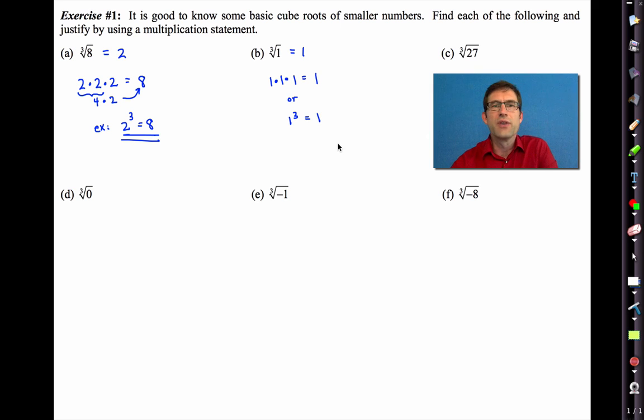Now, I know that that's a little bit tricky, so think about the rest of them on your own. If you need to, use your calculator, but try your best to do the arithmetic either in your head or write it out. Keep in mind that you're always looking for something cubed that gives you the radicand, the number under the radical. Pause the video now and play around with this a little bit.